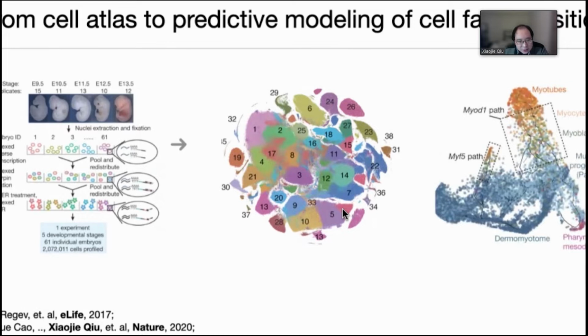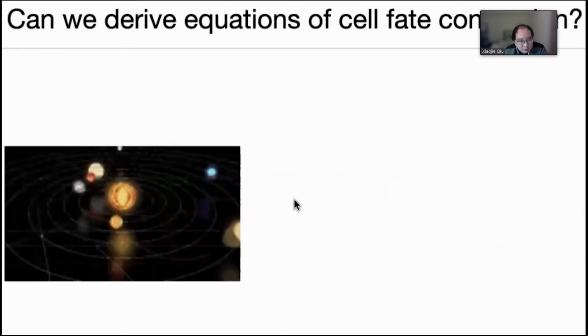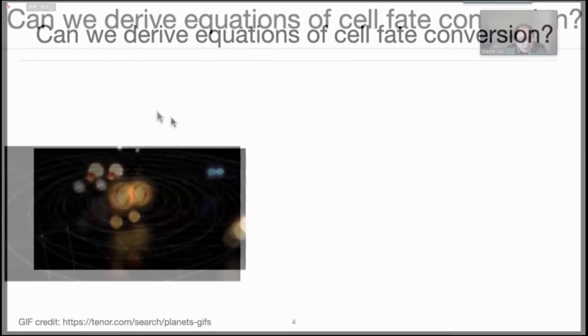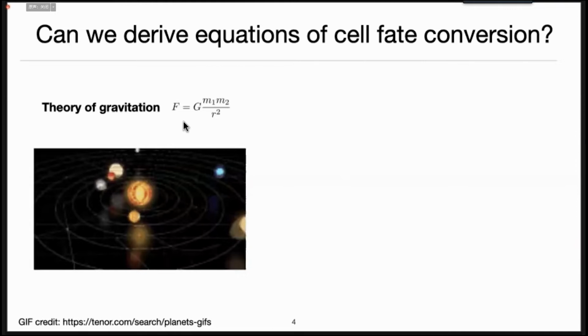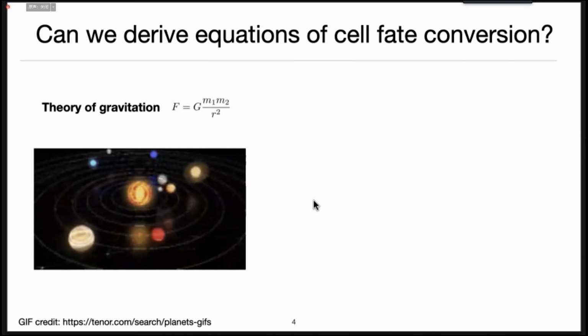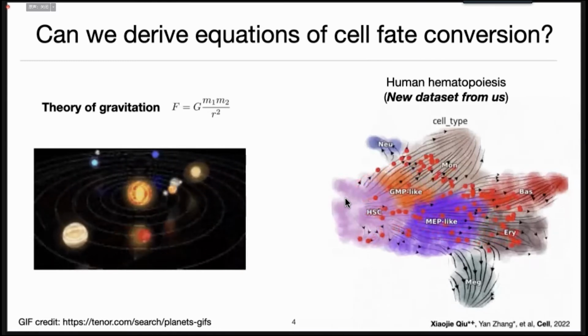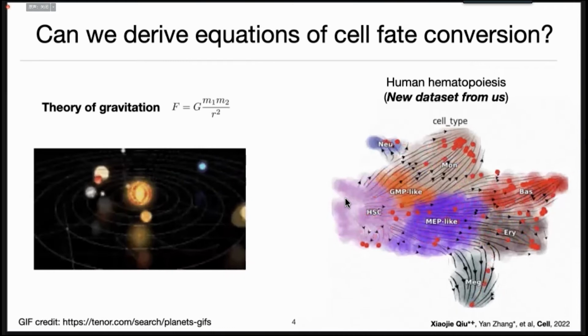So what I'm really excited about is whether we can go beyond just cell atlases to gain predictive models of the cell-fate transitions. Just as we know the theory of gravitation, we can use this theory to predict how the planets move in space over time. Similarly, I wonder if we are able to derive the equations of cell-fate conversion. I believe we can then also predict how the cells move in the gene expression space.